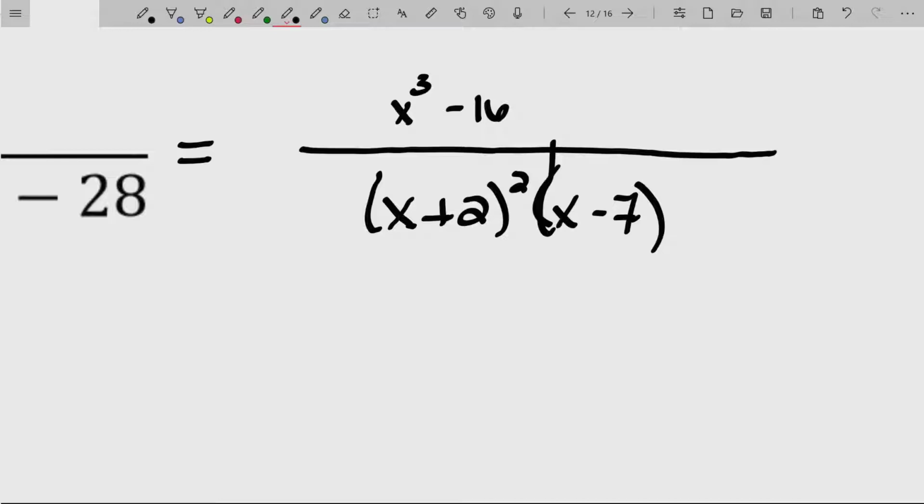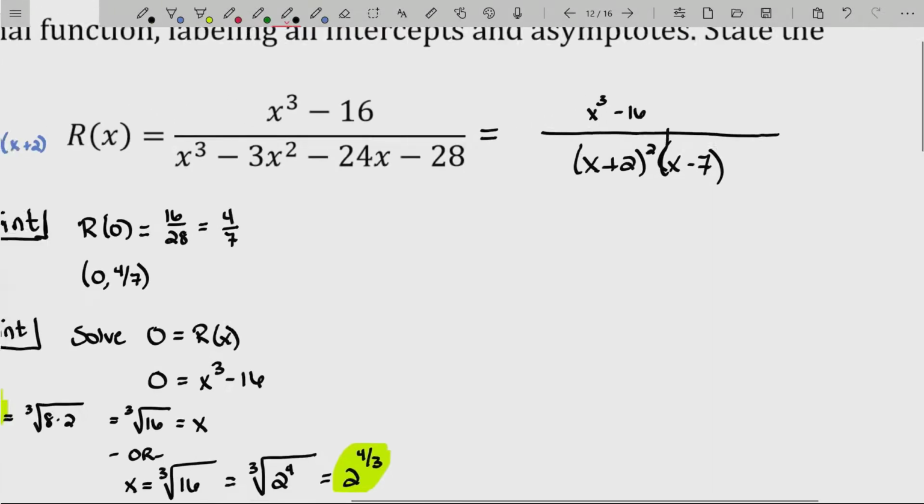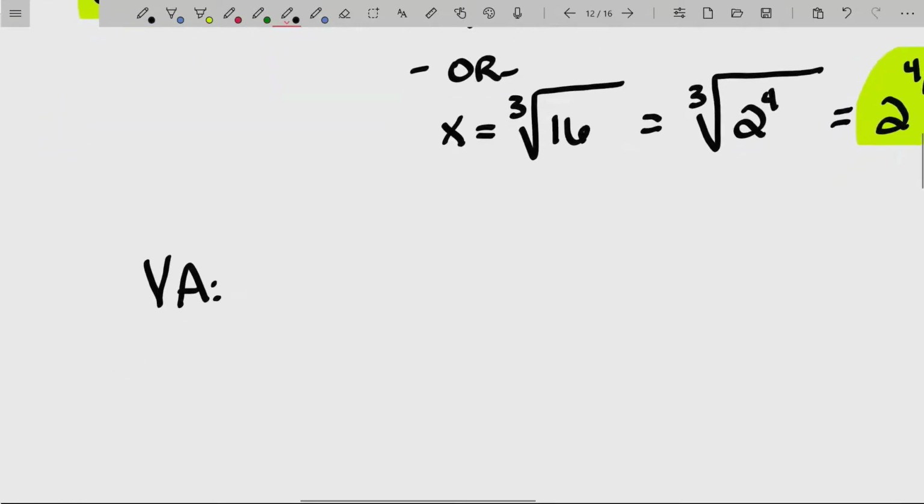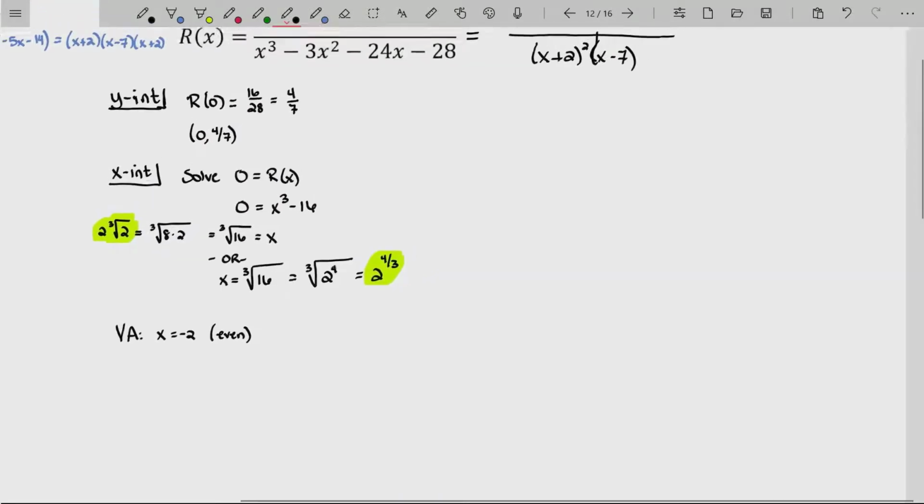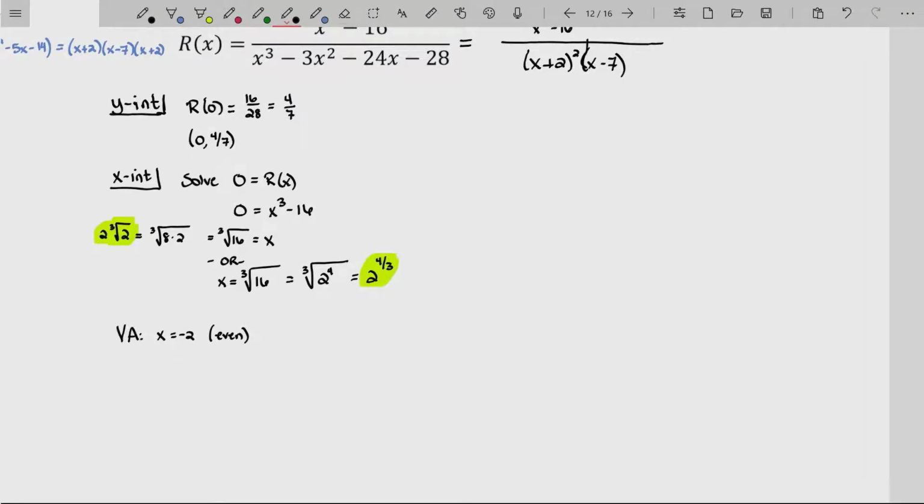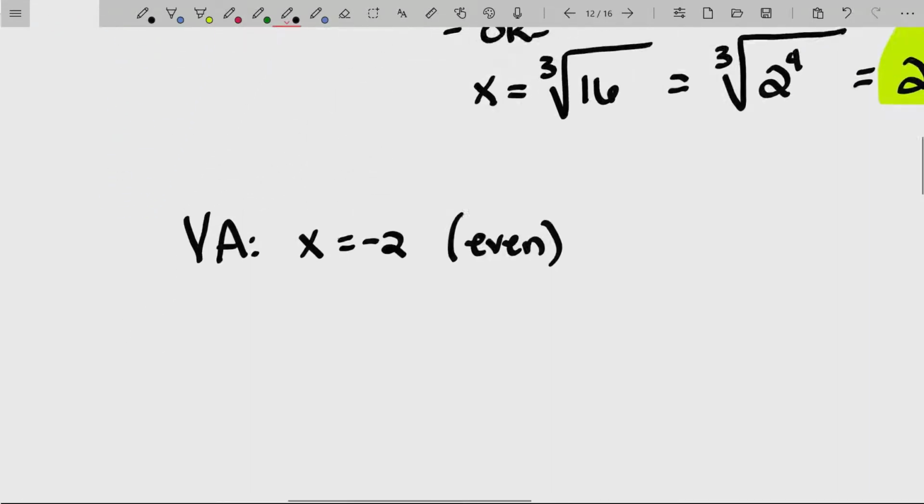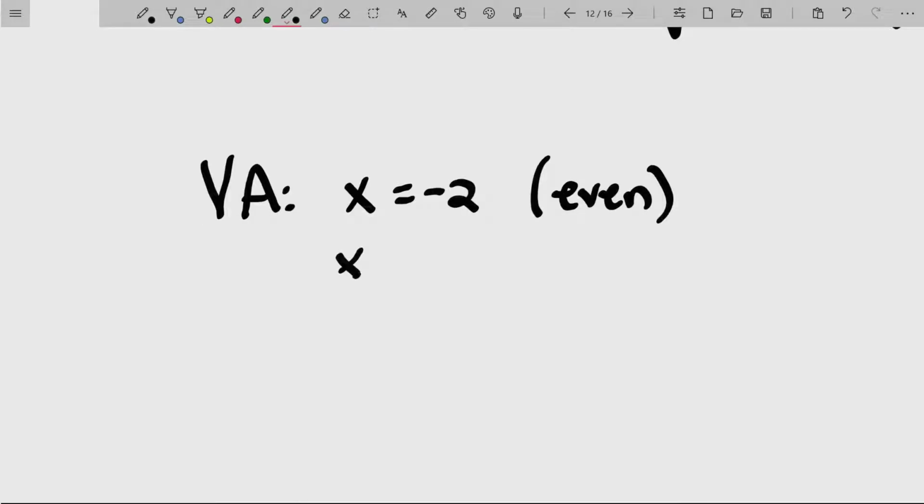-2 is a vertical asymptote, x equals -2, and its multiplicity is even. So I'm going to write that down. X equals -2 is a vertical asymptote, and I'll write even. I don't need to write out the word multiplicity. That just tells me when I write down the word even that it is the multiplicity. And then the other value of x that will cause division by 0 is 7. So I'll write x equals 7, and I don't know if you recall, but that power on that x minus 7 was odd. So I know that's an odd multiplicity vertical asymptote.